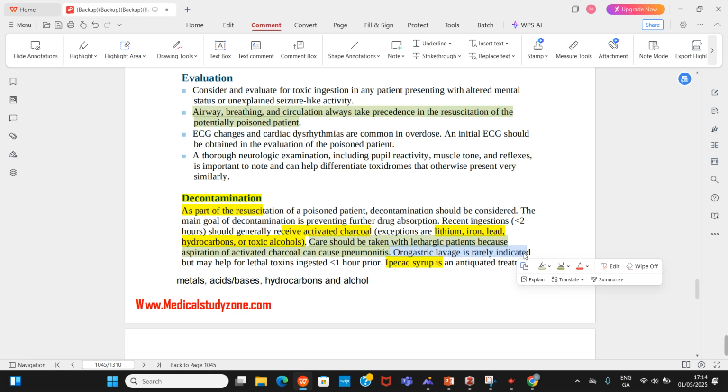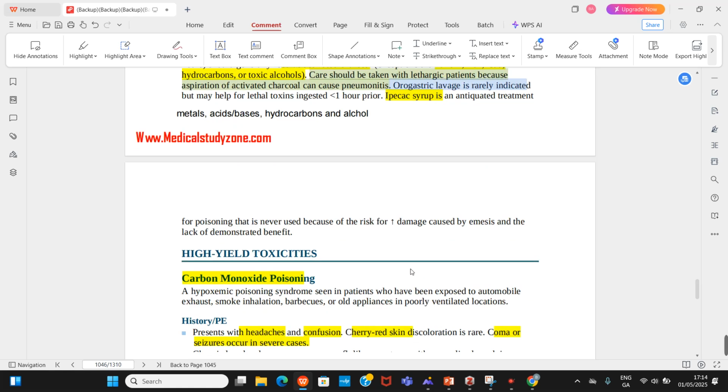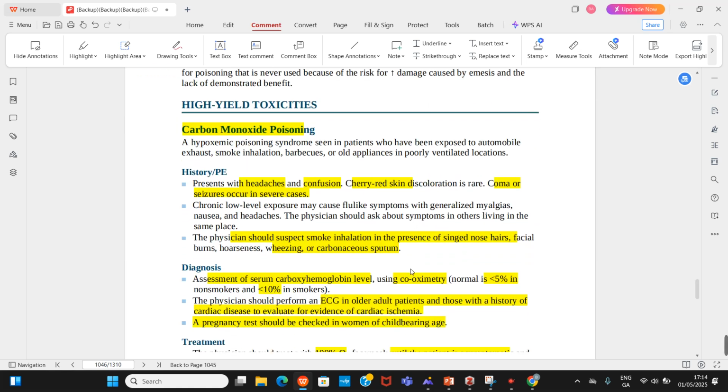So never pick lavage in any of the options. Don't pick lavage. Don't pick ipecac syrup or something. It's not useful. Ipecac syrup and lavaging are always wrong. Don't even think about them at all.